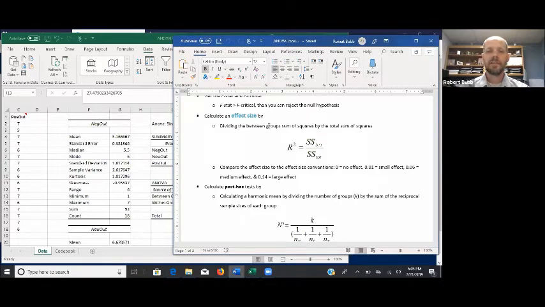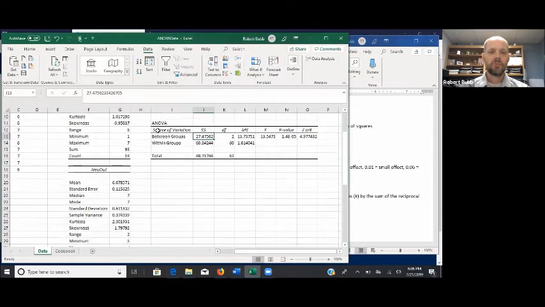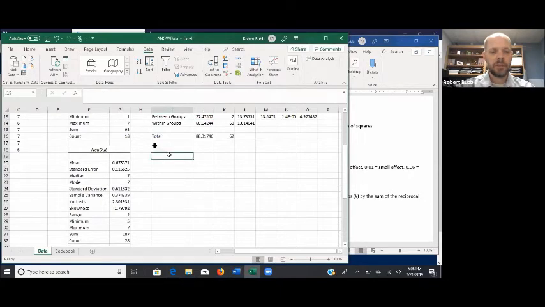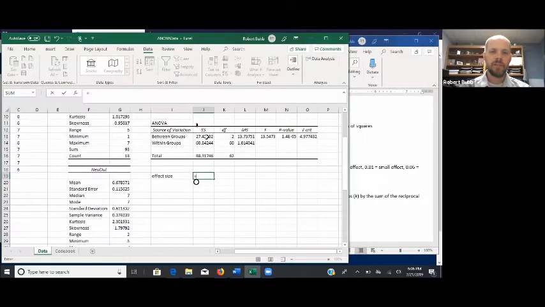So let's go ahead and get that effect size calculation. I'm just going to scroll down to below my source table and type in effect size. I'll go to the cell that's next to it. Remember that formula is simply the sum of squares between divided by the sum of squares total. So I'm going to hit equals, click on my cell for sum of squares between. In this case, it looks like it's 27.48. I'll do my slash for divide, and click on the cell for the sum of squares total. Looks like it's 88.32, and I'm going to hit enter. It looks like I get a value of 0.31.